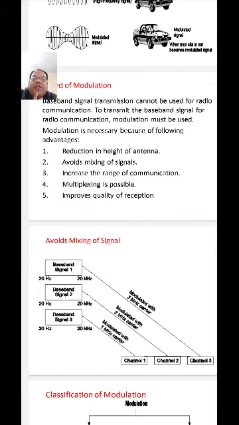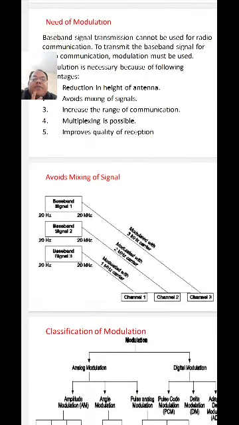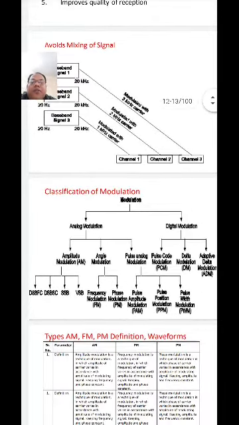Avoids mixing of signals. Baseband signal 1, baseband signal 2, baseband signal 3 can each be transmitted individually using the modulation process. They cannot interfere with each other. And then we come to the classification of modulation.